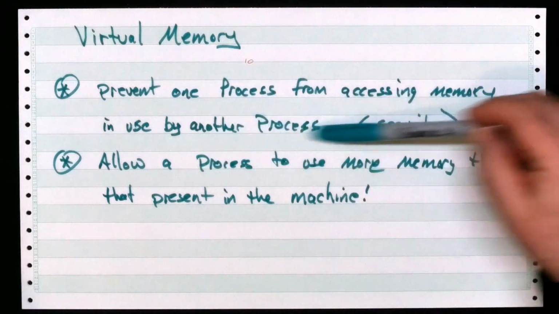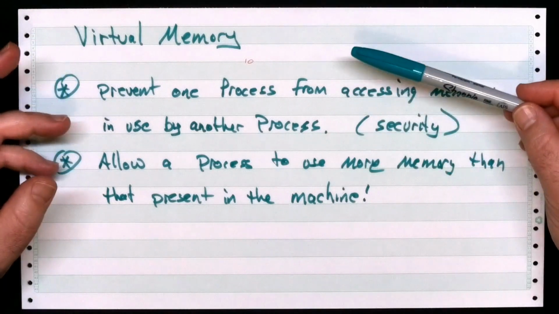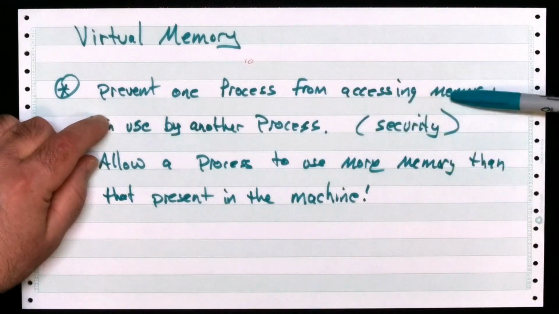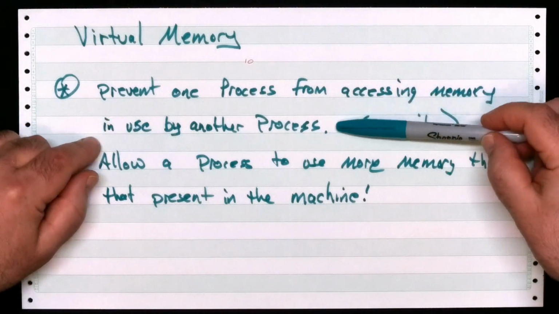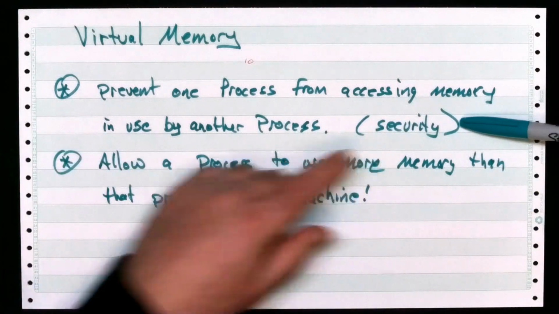Starting with the reason we need it, all right? So keep this in mind as we go so it'll make sense why we even do this in the first place. We use it to prevent one process from accessing the memory that's being used by a different process, right? We use it for security, plain and simple.